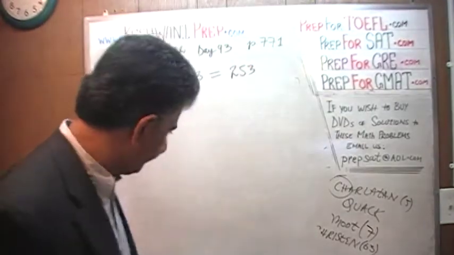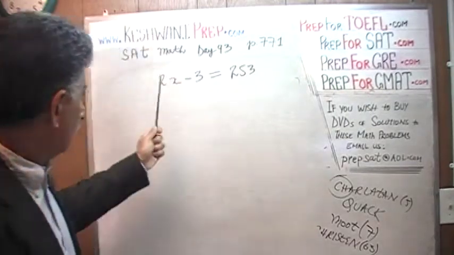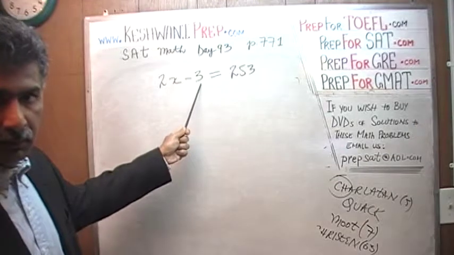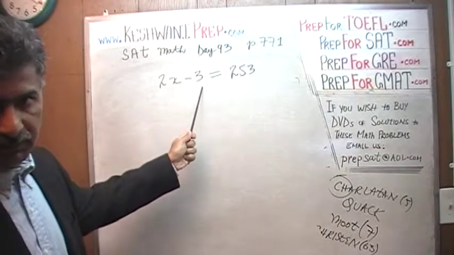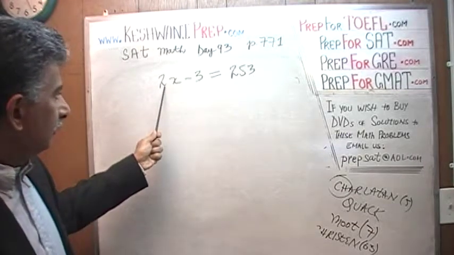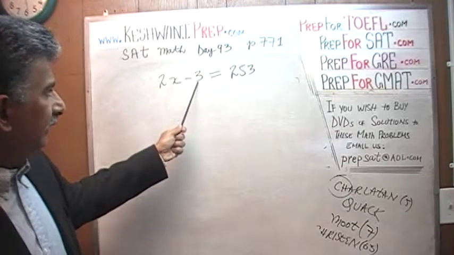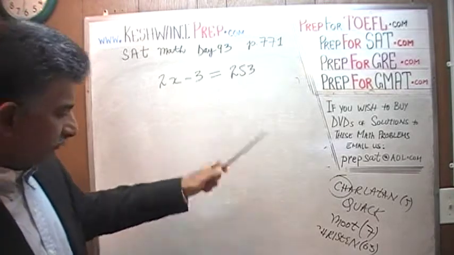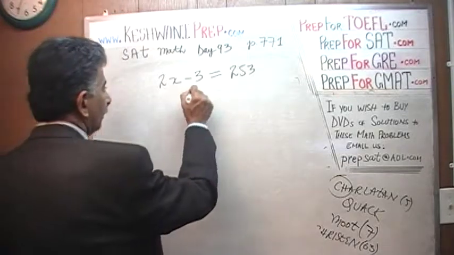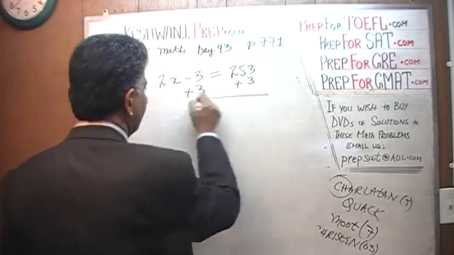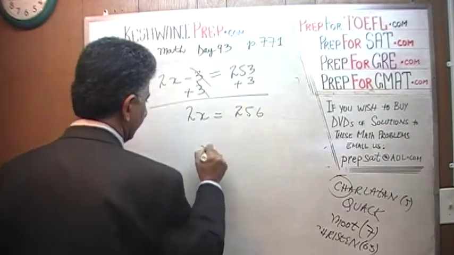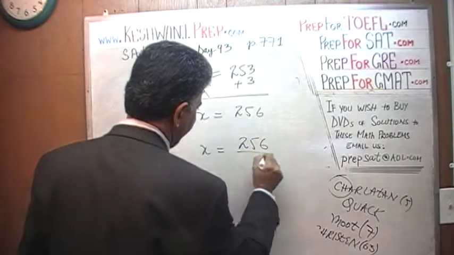One more time. When 2 times some number is reduced by 3, if you're reducing something by 3, decreasing something by 3, we're subtracting 3 from the result. So if twice a number is reduced by 3, the result is, which is the equal sign, 253. What are they asking? What is the number? Let's just solve for it. Add 3 to both sides. 3 drops out, and we end up with 2x equals 256. And therefore x will equal 256 over 2.